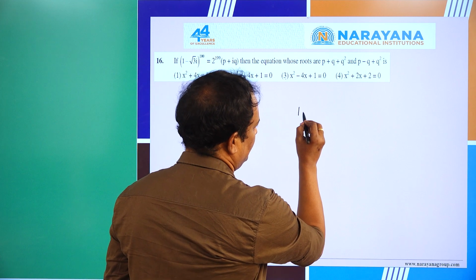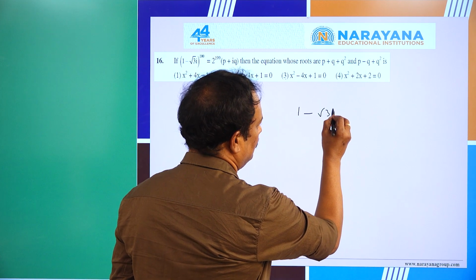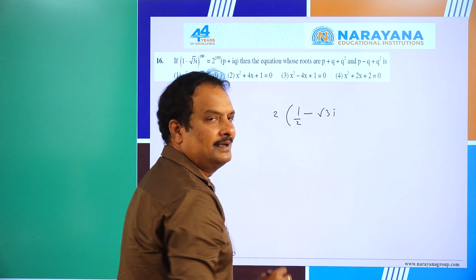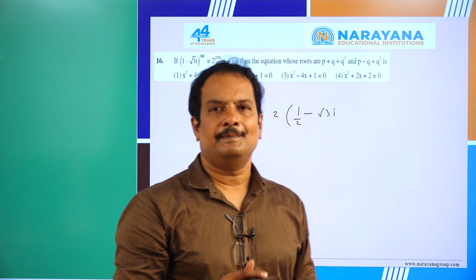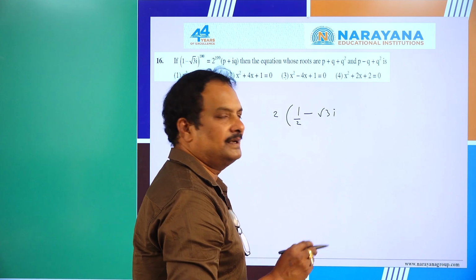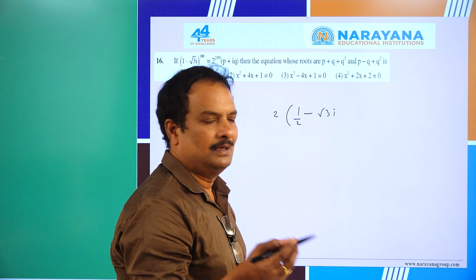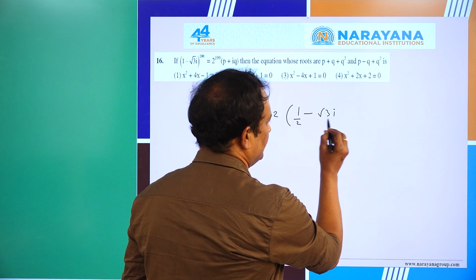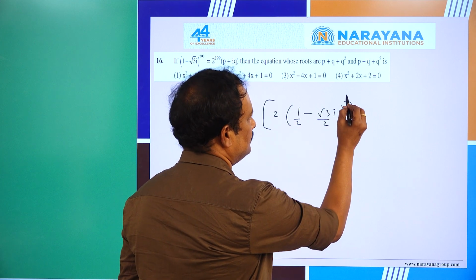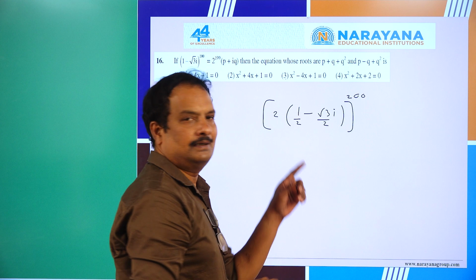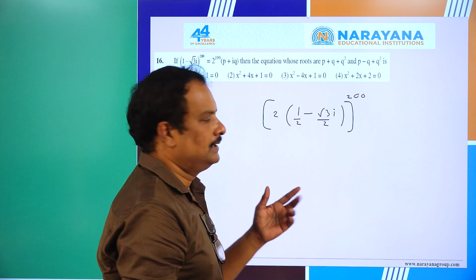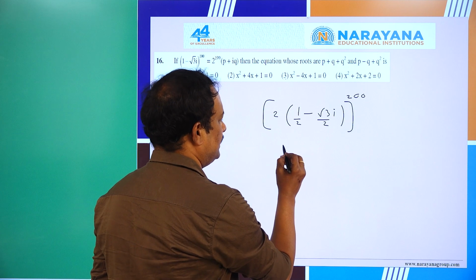So, for (1 minus root 3 i) whole power 200, I will just multiply and divide by 2 there, because whenever it is a plus ib, we know that you have to multiply and divide by root over a square plus b square. That is nothing but root over 1 plus 3, which is 2. So, multiply and divide by 2 there, and the whole thing is to the power 200. It is (2 into (1 by 2 minus root 3 by 2 i)) whole power 200.